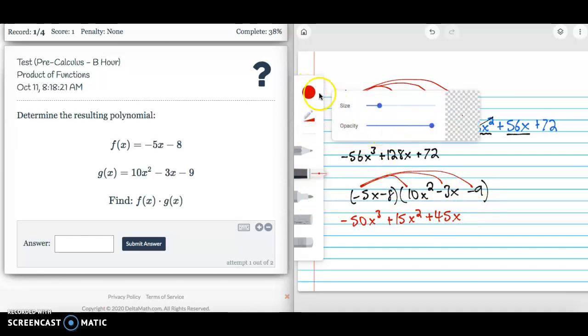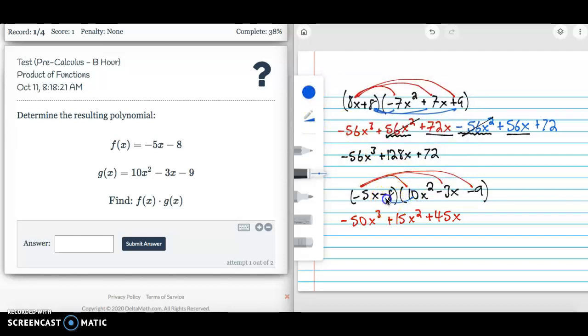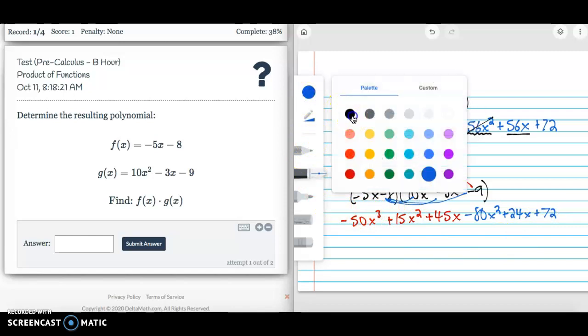Then for the second term, negative 8 times 10x squared gives me negative 80x squared. Negative 8 times negative 3x gives me a positive 24x, and negative 8 times negative 9 gives me a positive 72. And now I can go ahead and combine all my like terms.